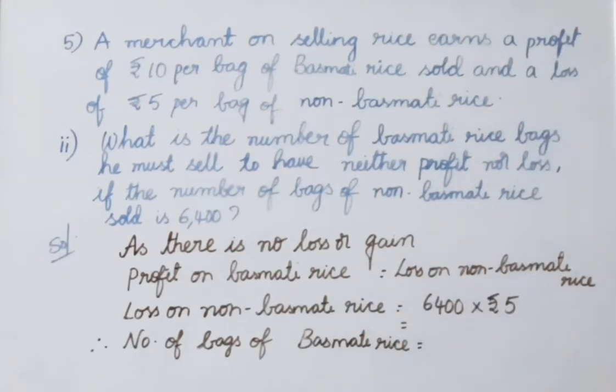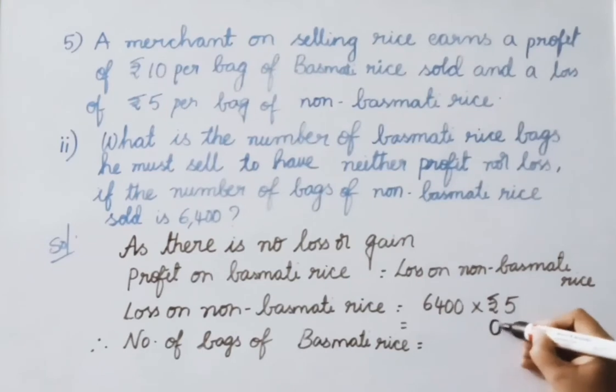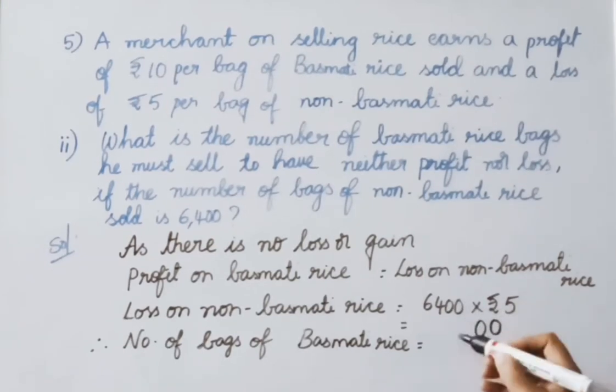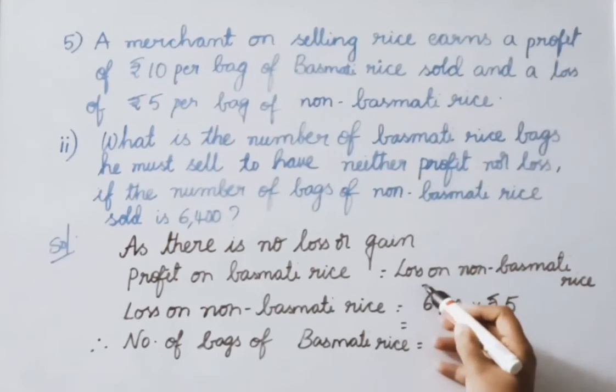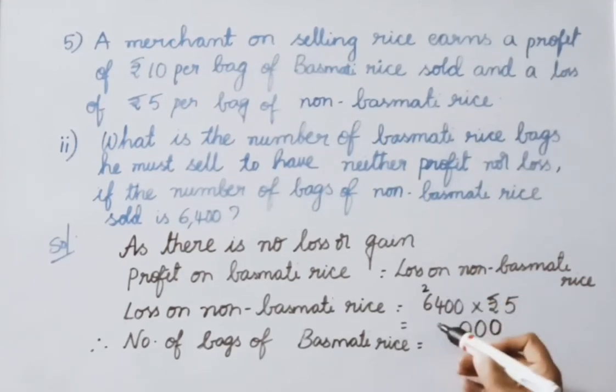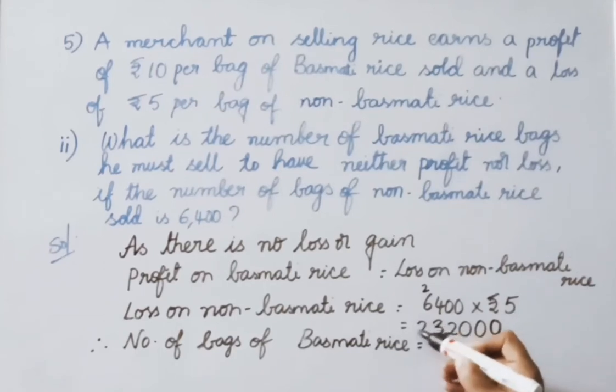As there is no loss or gain, profit on basmati rice equals loss on non-basmati rice. Therefore, to get the loss on non-basmati rice, they sold 6,400 bags. Loss on each bag is 5 rupees. Let us multiply. 5 zeros are 0, 5 zeros are 0, 5 fours are 20, 0, carry 2. 5 sixes are 30 plus 2, 32. So, he gets a loss of 32,000 rupees on selling 6,400 non-basmati rice bags.